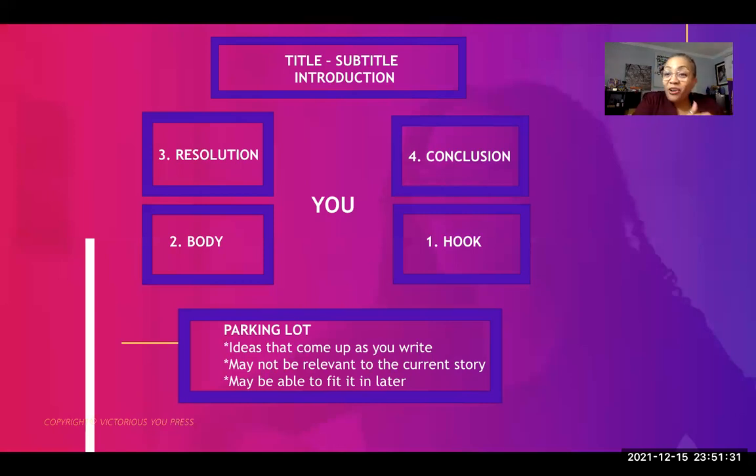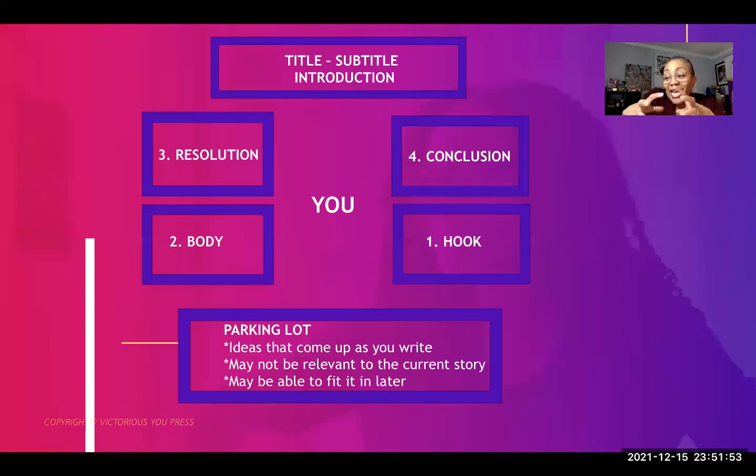Now, the body of your story is the bulk of your story. And usually I want that in chronological order. What happened between ages 0 to 10, ages 10 to 20, ages 20 to 30, ages 30 to 40, and so on and so forth? Tell me, give me a little background.